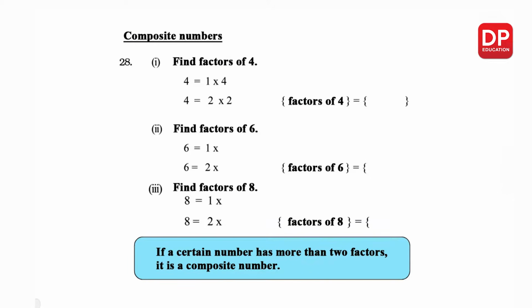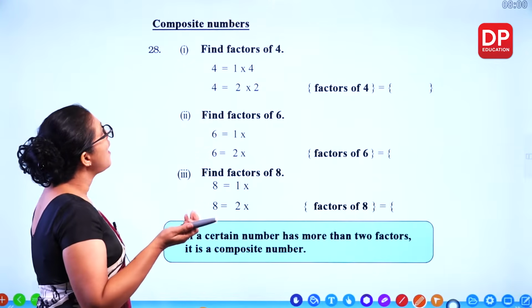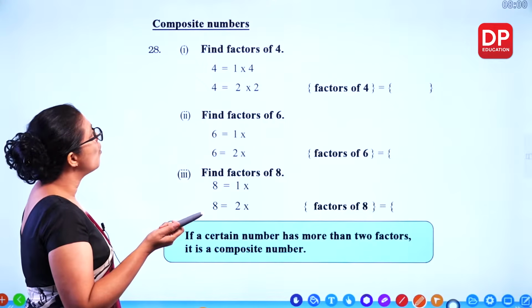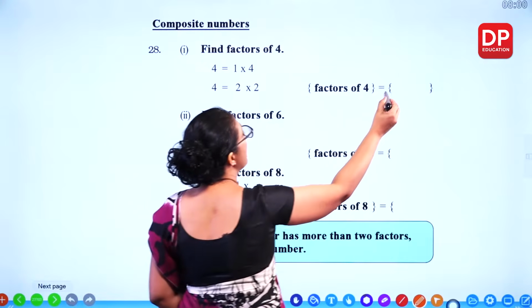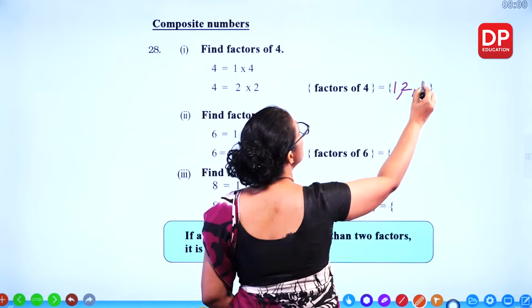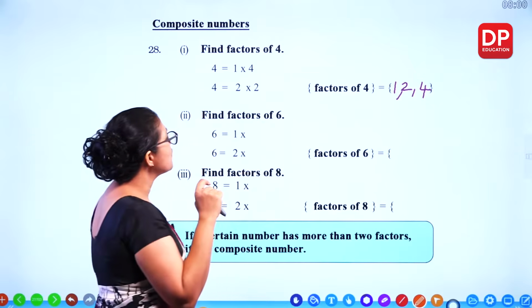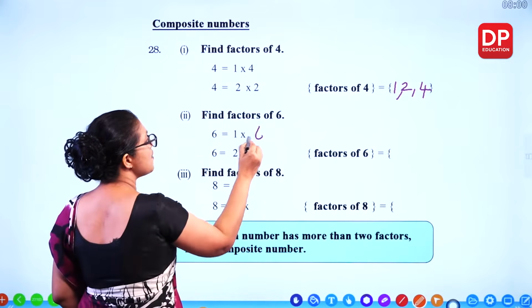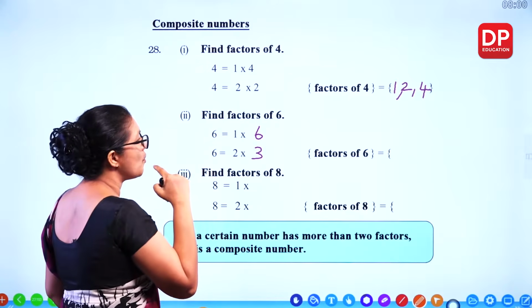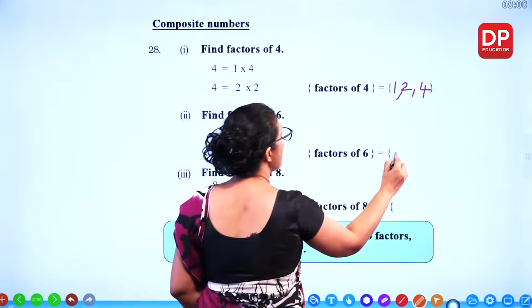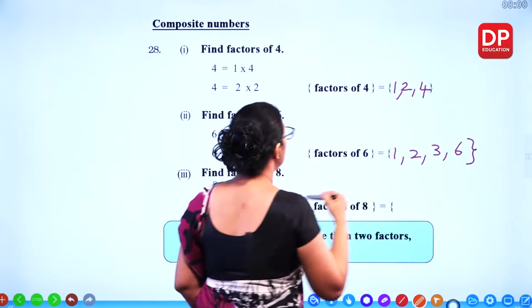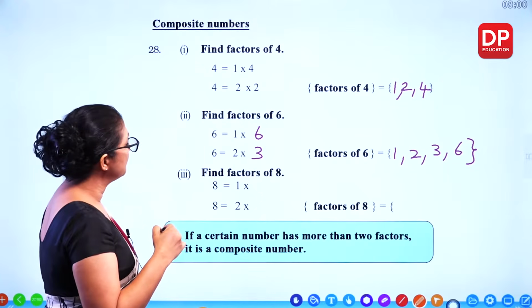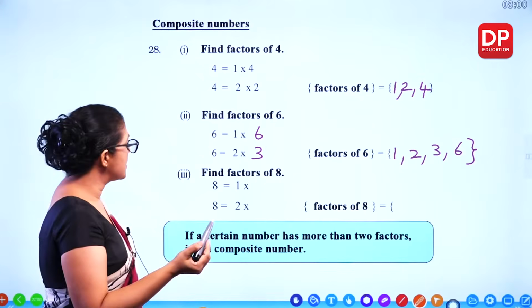Now we looked at prime numbers. Now what are composite numbers? We'll take a look at 4. What are the factors of 4? 1 times 4, 2 times 2. So factors of 4 you can write 1, 2, 4. Factors of 6, 1 times 6 or 2 times 3. So what are the factors of 6? You can write 1, 2, 3, 6. What are the factors of 8?